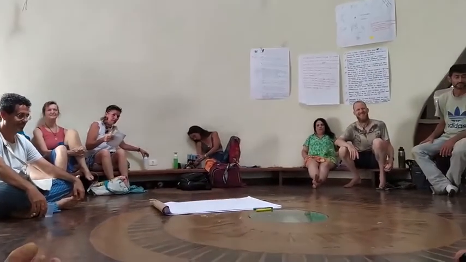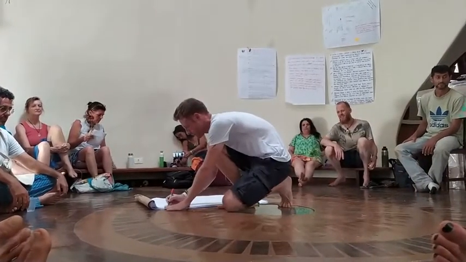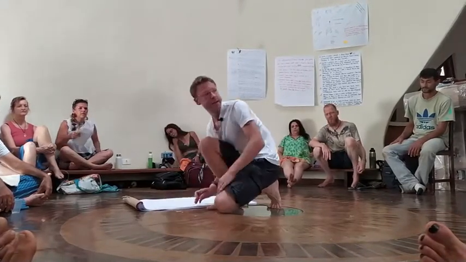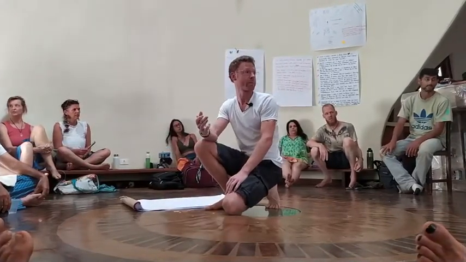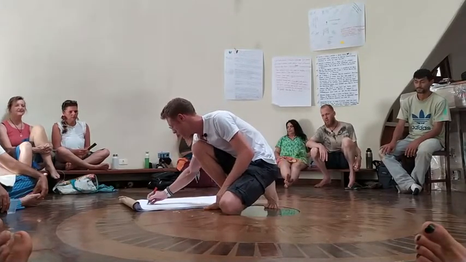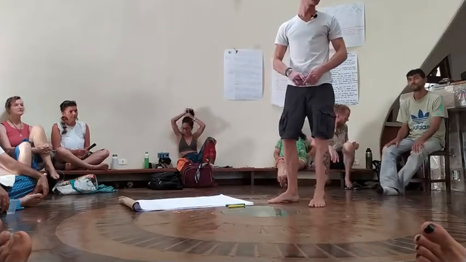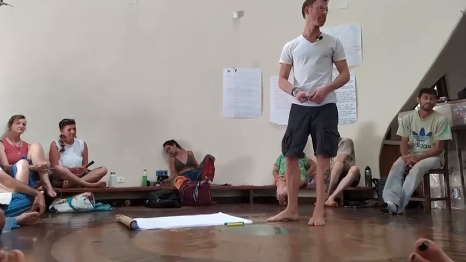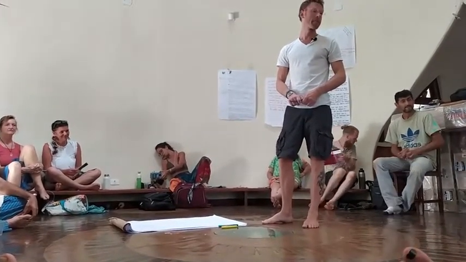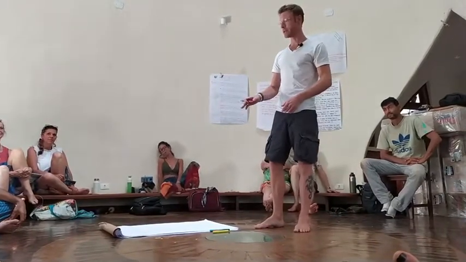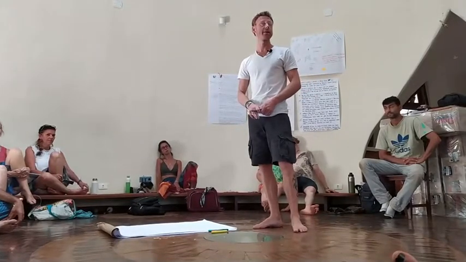Okay, the first system is the social system. The second system is the decision system. The social system is our social relationships and how we interconnect and relate to one another. The decision system is how we arrive at decisions together.